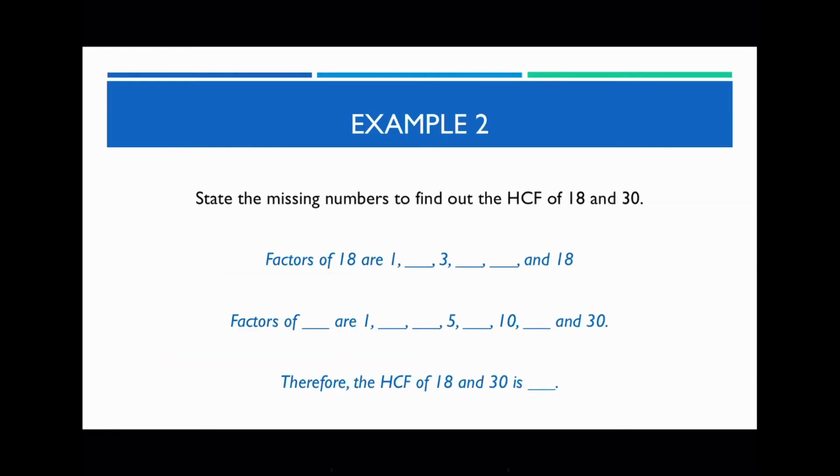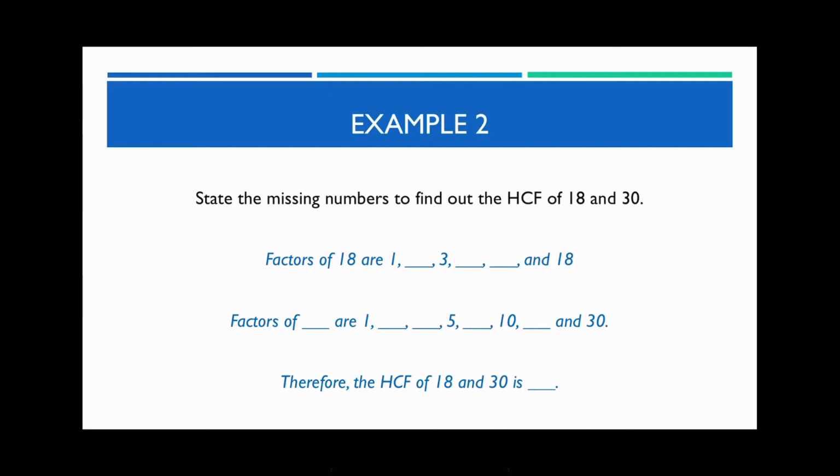Example 2 wants you to state the missing numbers to find the highest common factor of 18 and 30. So you've got some missing blanks over here and we're required to fill them out. The first part, the factors of 18 are 1, something, 3, something, something, and 18.